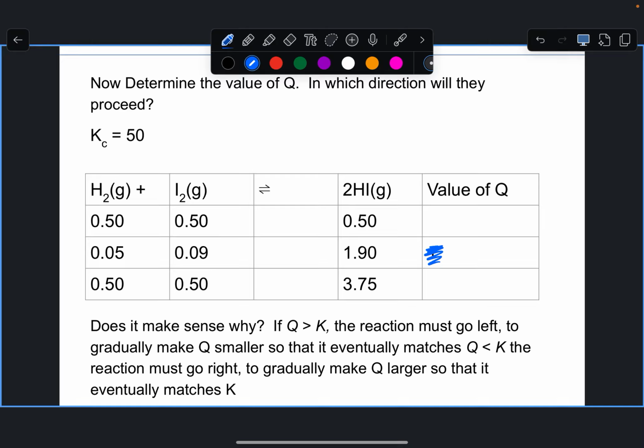Okay? So before I actually introduce this concept of Q, let's just look at, is the first one at equilibrium? If it's at equilibrium, the ratio HI squared over H2 times I2 should be equal to 50, right? So go ahead and plug those numbers in and see if it's at 50. At the very least, that'll tell you, is it at equilibrium yet or not?